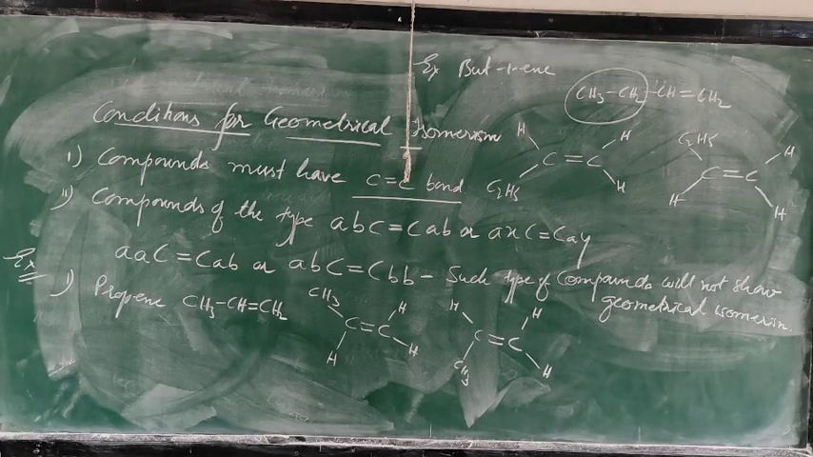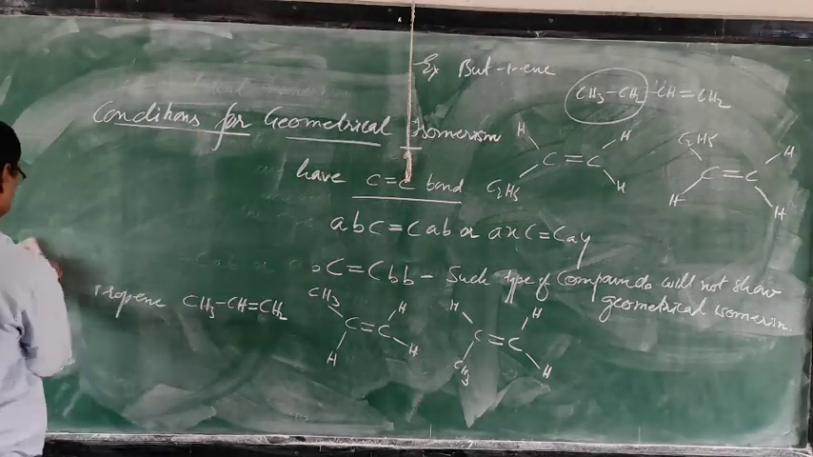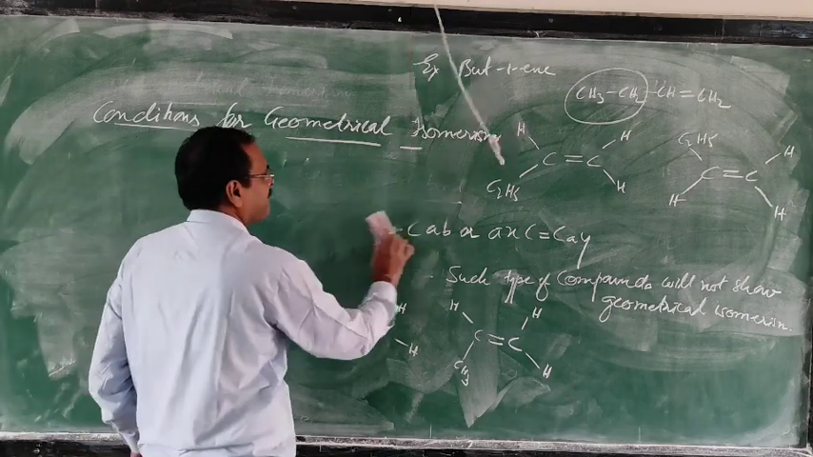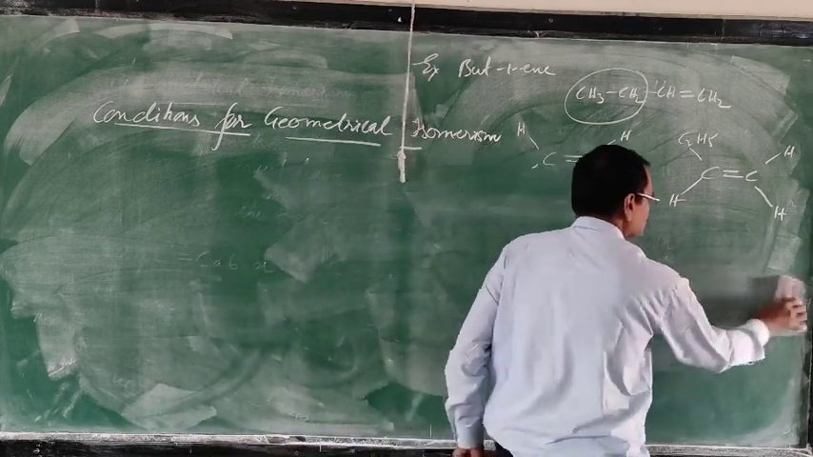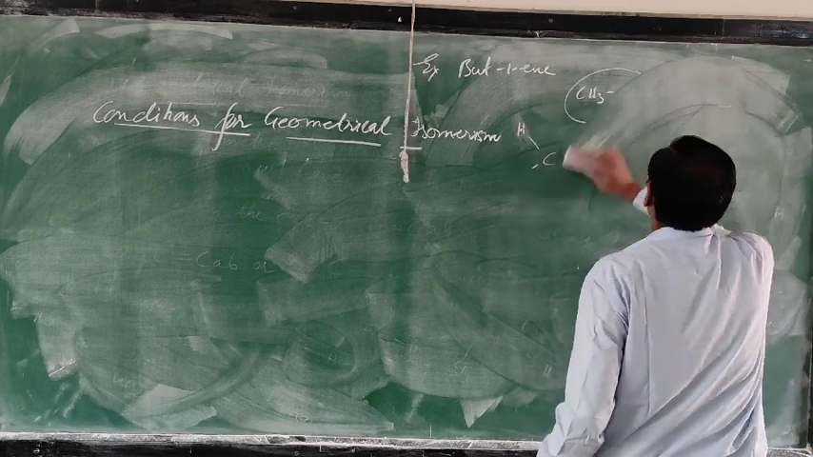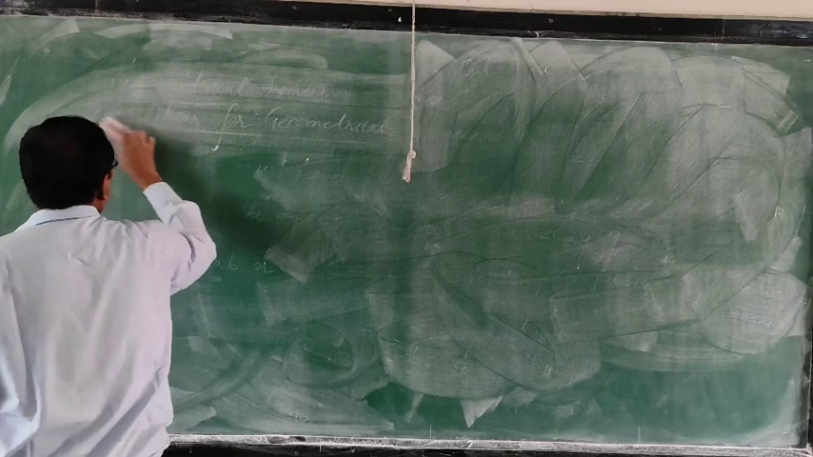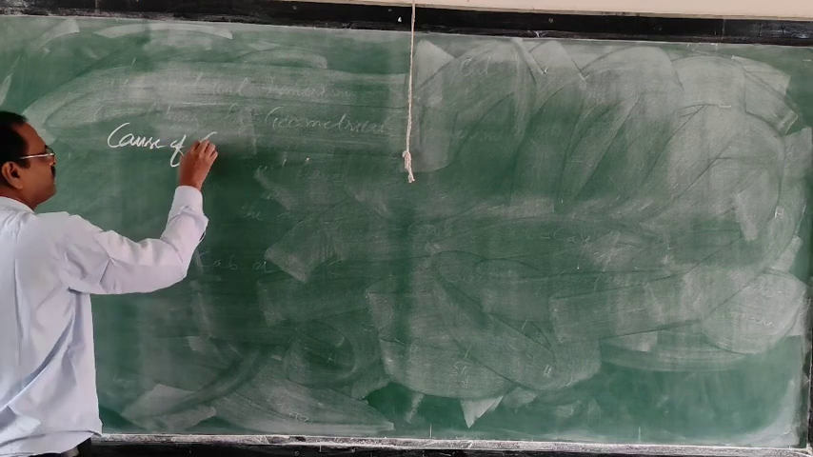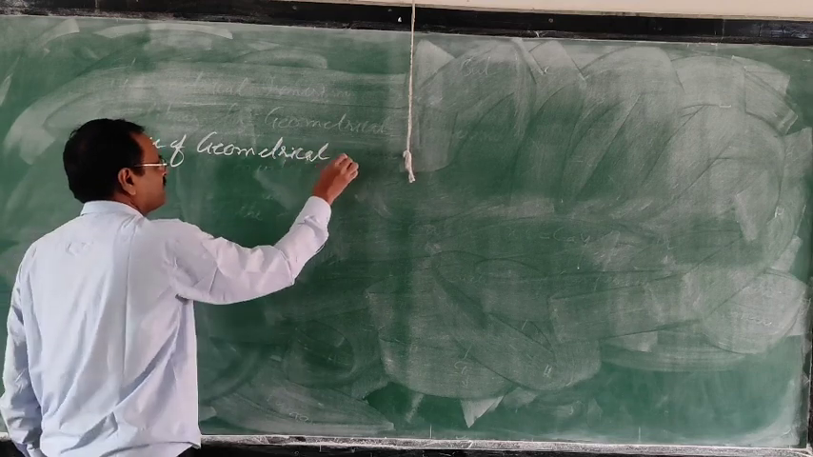So next one is the cause of geometrical isomerism.